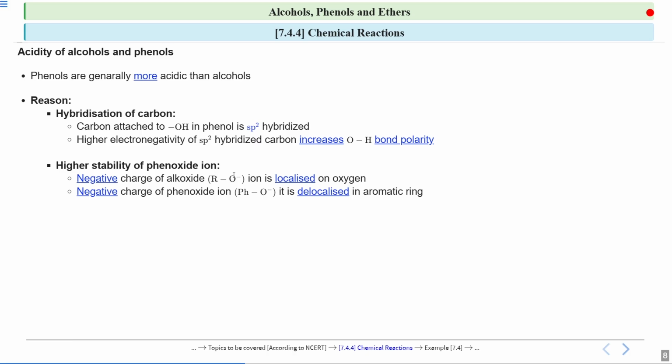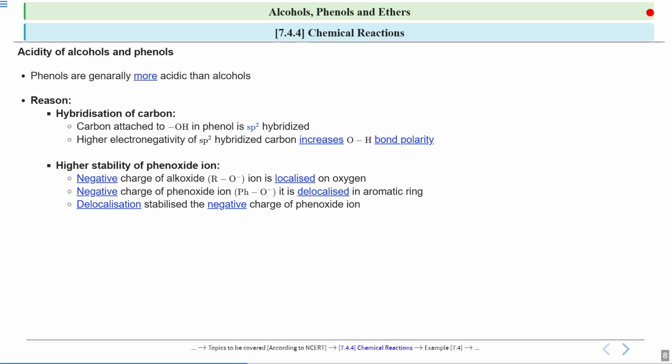But in case of phenoxide ions, what is happening? As I told you, this negative charge is not localized. It is delocalized in the aromatic ring, because this oxygen is directly connected with this aromatic ring. So its electron density will be distributed to this ring. That means the electron density on this oxygen is not constant. It is delocalized in the aromatic ring.